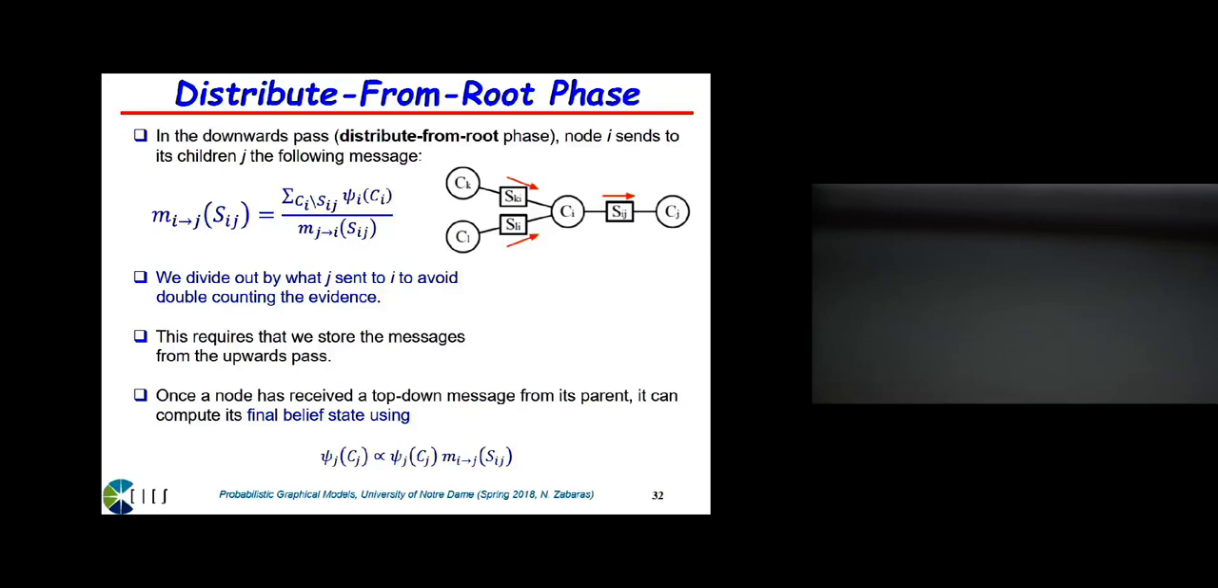So what does this equation say? You remember the information that we pass from node I to J: we have to integrate out all the variables except the ones containing the separator. But I notice here there's a division by the message from J to I. And again, this is related to what concept?